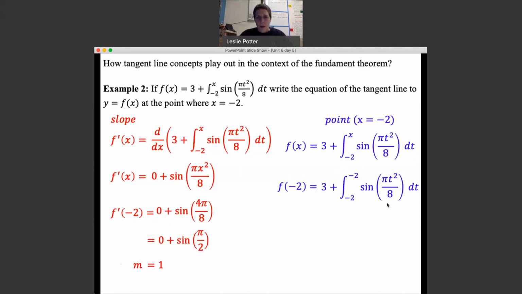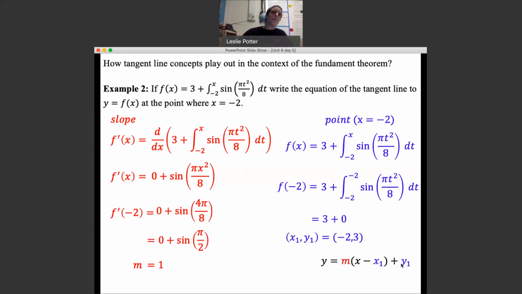Yeah, if you're back, I'm assuming you paused it for a second or two to think about that. So if we don't sweep out any area because we're here at -2 and we stay at -2, then the accumulation between -2 and -2 must be 0. So this whole thing is 3 plus 0, which means my y coordinate is 3. So I know I'm at -2, 3. I've got a slope of 1. I've got to put all that stuff in this.